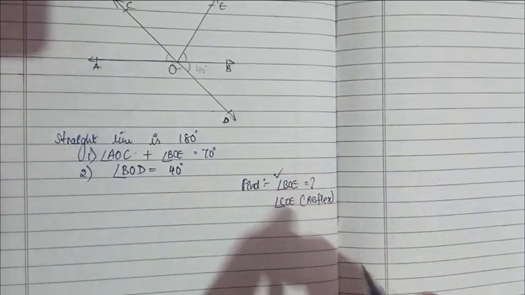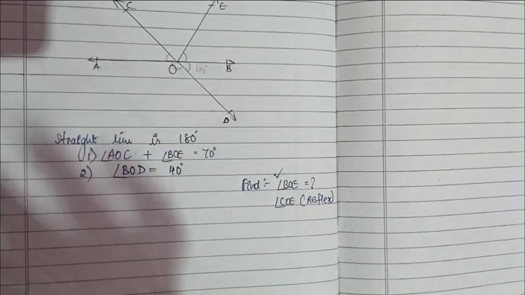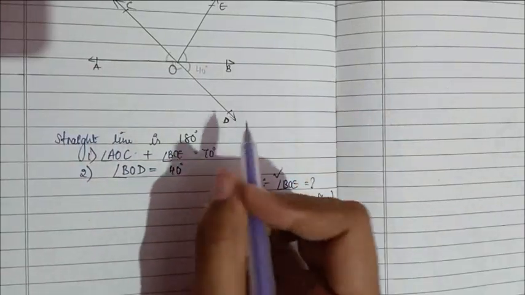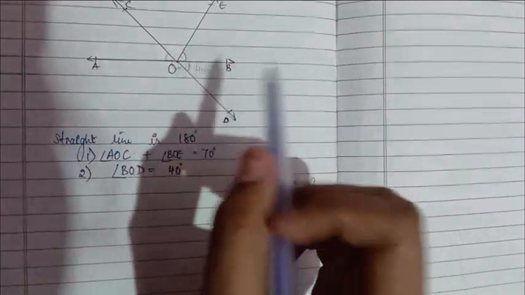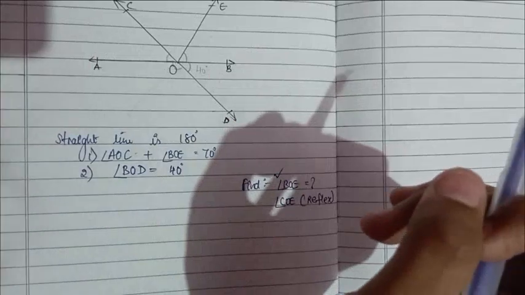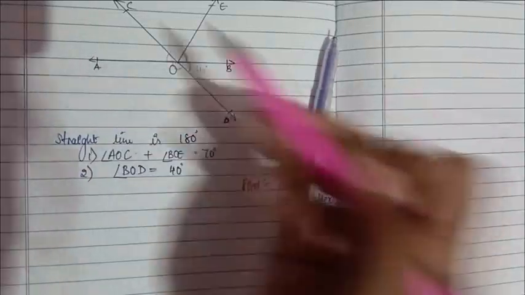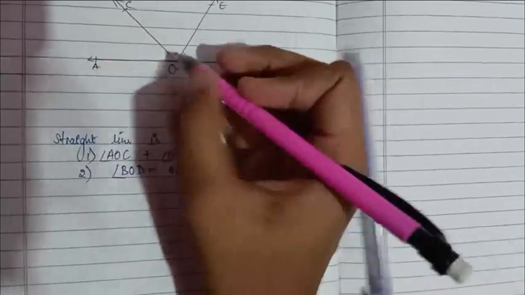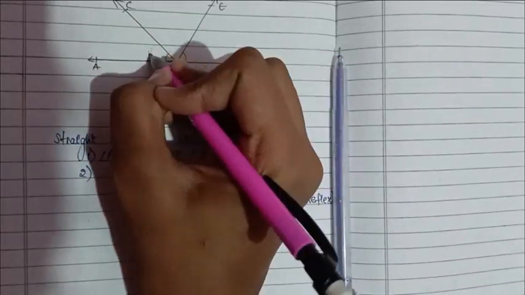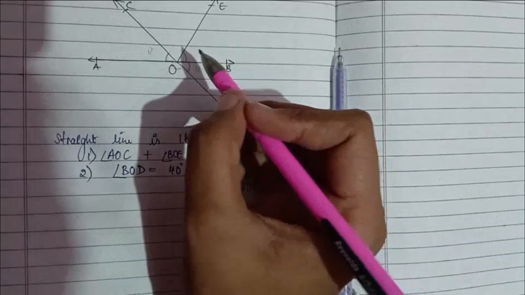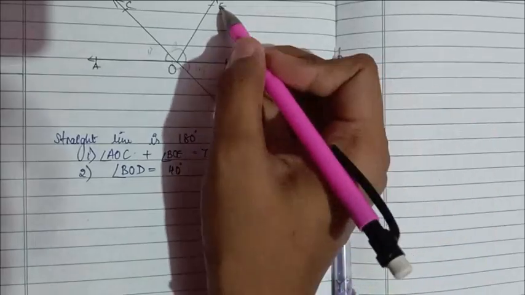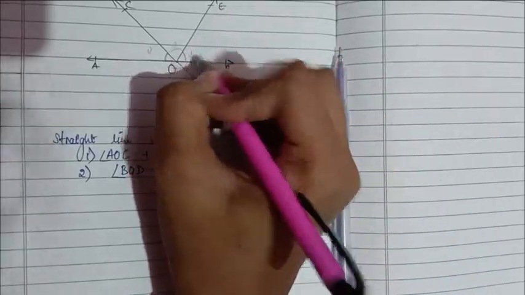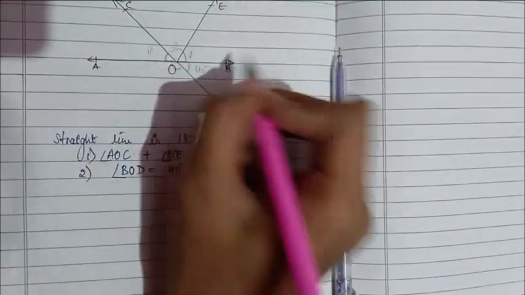How are we going to find it? We know that a straight angle is 180 degrees. Here AB is a straight line. So how many angles are there in the straight line? Angle AOC is the first angle. Next, we have COE, the second angle. Next, EOB, the third angle. So these all are there in the straight line.